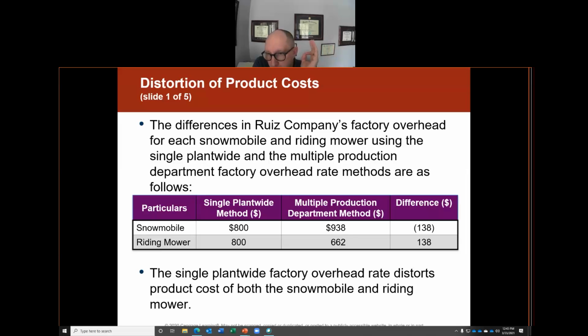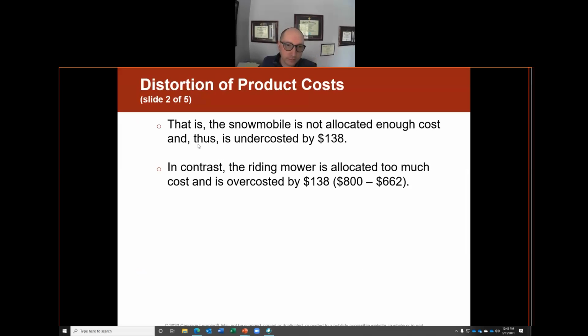We call the differences between the two methods distortion costs. Distortion means difference. So we see that the distortion cost for snowmobiles is undercosted by $138. And for riding lawnmowers, it's overcosted by $138.